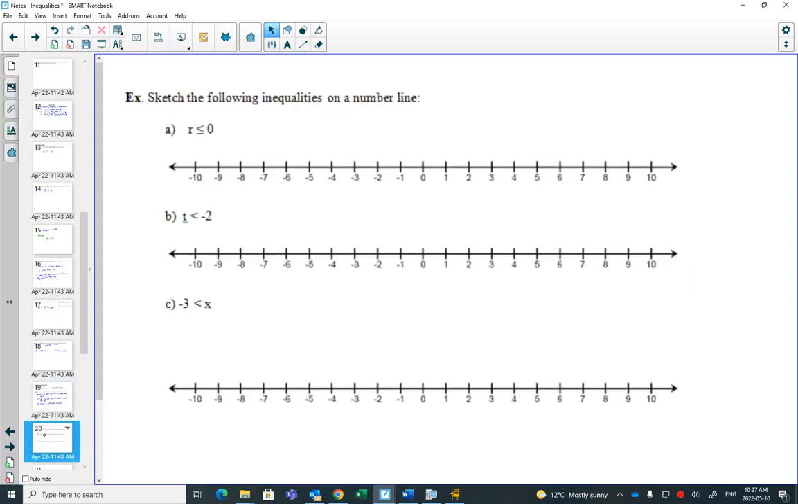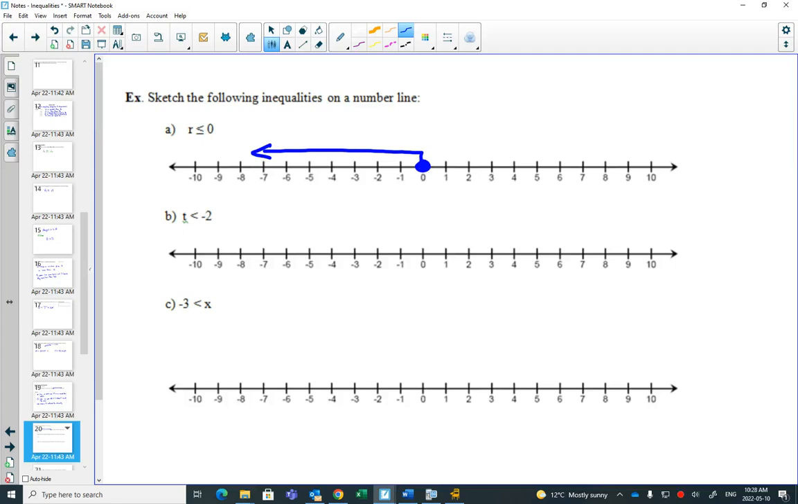So here, r is less than or equal to 0. There's a line there, so when we go to 0, we would use a solid dot. Less than would be which direction? This way. So that's how we would show it on a number line.